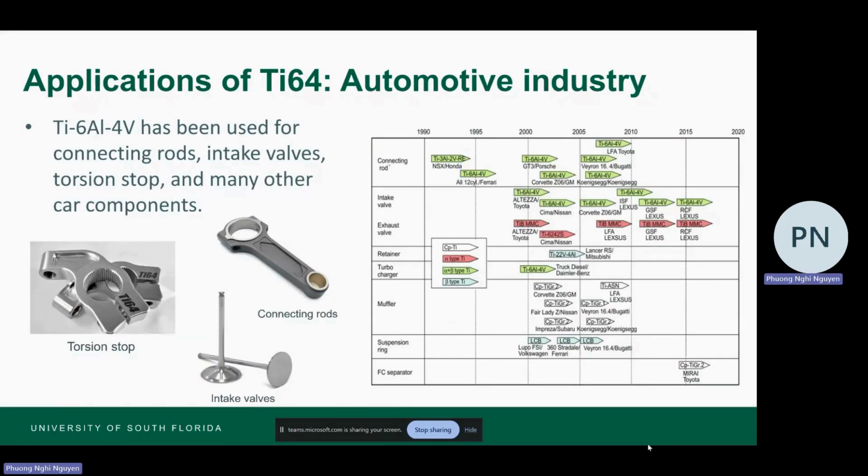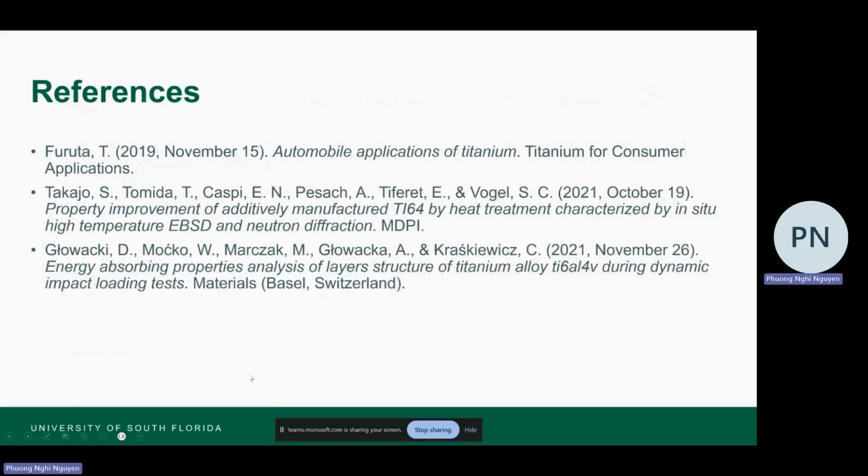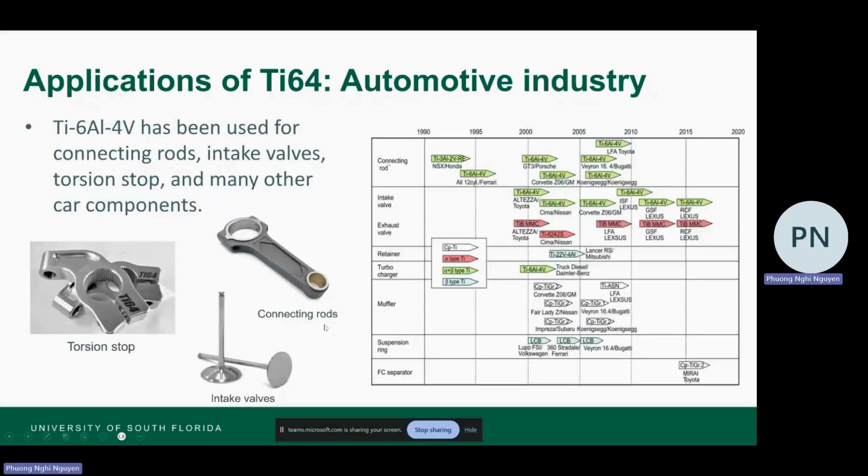The last application of Ti64 that I want to mention is in the automotive industry. As we can see in the past few years, Ti64 has been used to make many car components such as the connecting rod, the intake valves, torsion bars, and many other car components. Here is the image of the connecting rod and the intake valve made by Ti64.